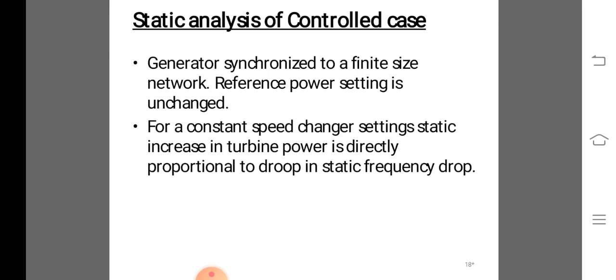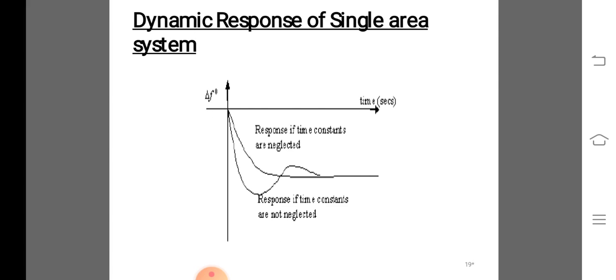Static analysis of the controlled case: the generator is synchronized to a finite size network. The reference power setting is unchanged. For a constant speed changer setting, the static increase in turbine power is directly proportional to the droop in static frequency drop. This is the dynamic response of the single area system that I taught previously.